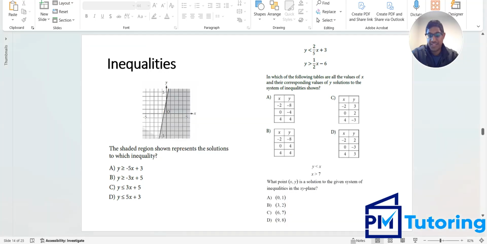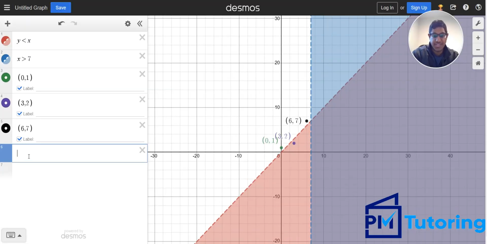And then finally, at this point, we know the answer is going to be D, but let's just see it. 9, 8. And you'll notice that this point over here, 9, 8, is in the area that is covered by both shaded regions. So that's going to be our correct answer.